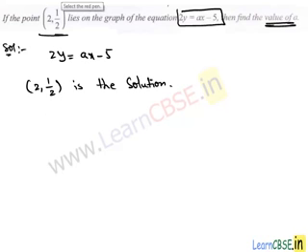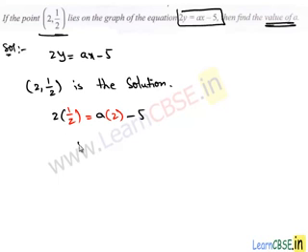On substituting the value of x and y, we get 2 times y, which is 1 upon 2. Here we have 2 times 1 upon 2 is equal to a times x. Here x is 2 and we have negative 5. On the left hand side we have 1, and on the right 2 times a minus 5. It is a simple equation.